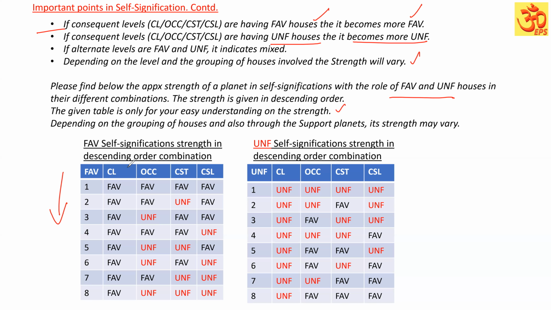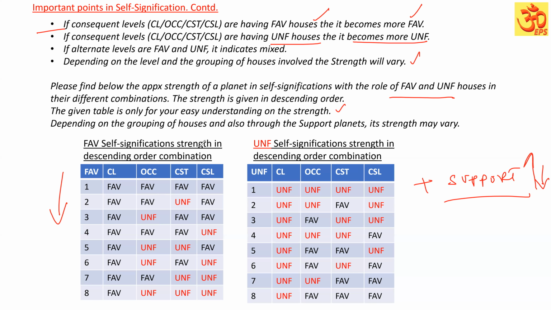This is talking about only the self-signification of the individual planet. Apart from that, support planet influence will also either increase or decrease the strength. That also has to be studied along with this. You have to keep that in mind. Now, one by one, I will explain.